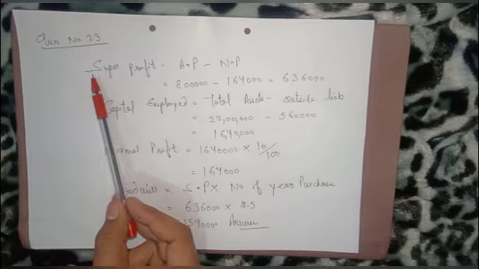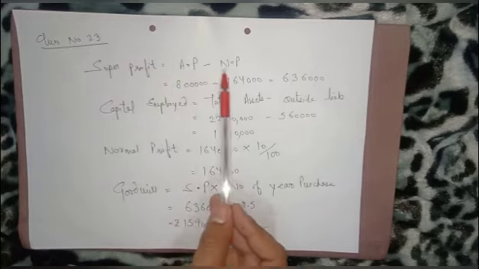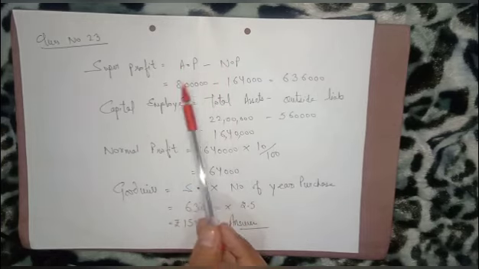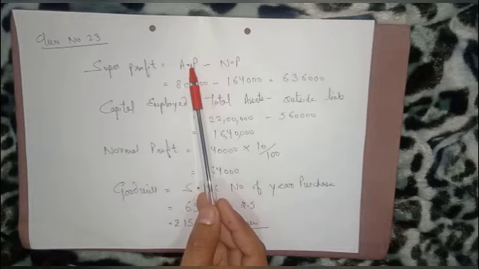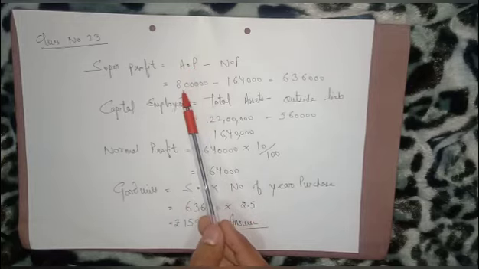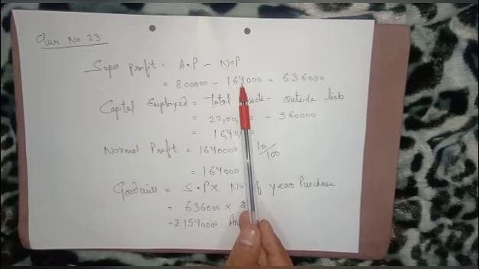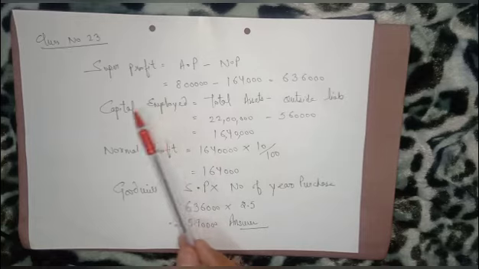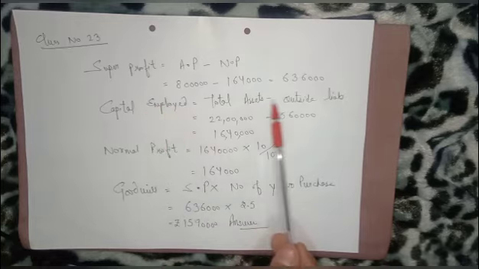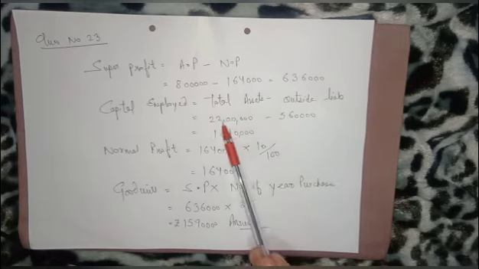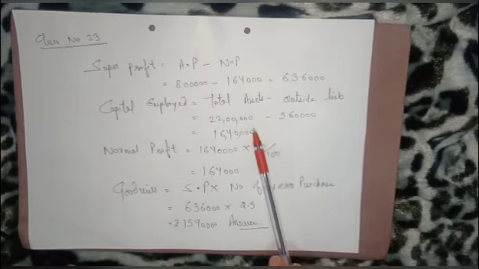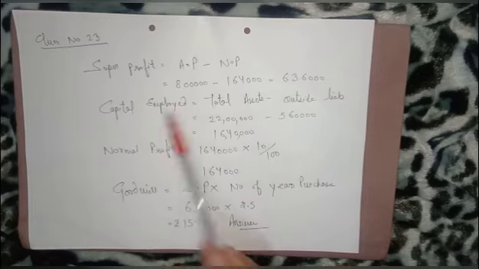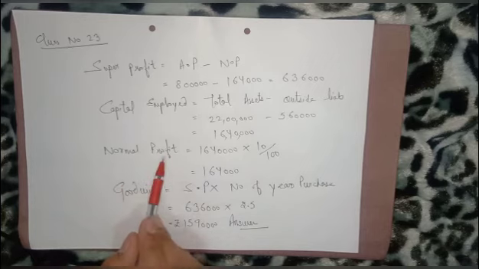Firstly again write the formula. Super profit is equal to AP minus NP. AP means average profit, NP means normal profit. AP is given in the question, yes, in the first line. It is 8 lakh minus NP, which is not given. To calculate NP we have to calculate capital employed. Understand? The capital employed formula is total assets minus outside liabilities. Assets and liabilities both are given in the question. You can calculate capital employed. It is 16 lakh 40,000. After calculating capital employed, you can calculate the normal profit.